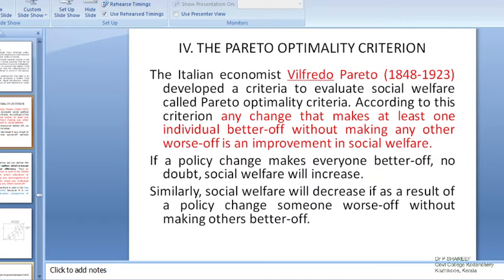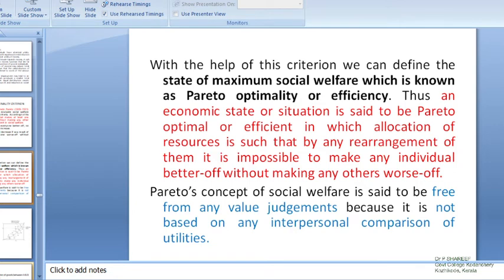But according to Pareto, any change that makes at least one person better off without making any other worse off indicates improvement in social welfare. With the help of this criterion, we can define the state of maximum social welfare, which is known as Pareto optimality or Pareto efficiency. Thus, an economic state or situation is said to be Pareto optimal or efficient in which allocation of resources is such that by any rearrangement of them, it is impossible to make any individual better off without making any others worse off.